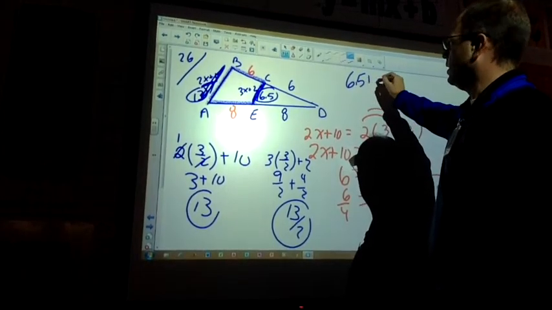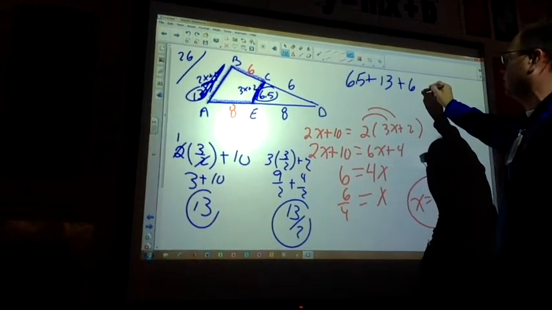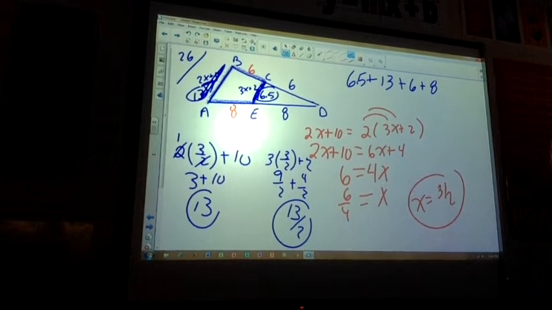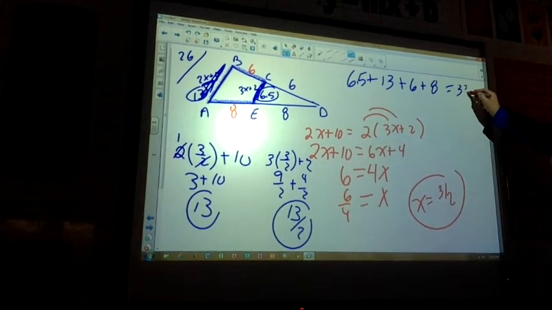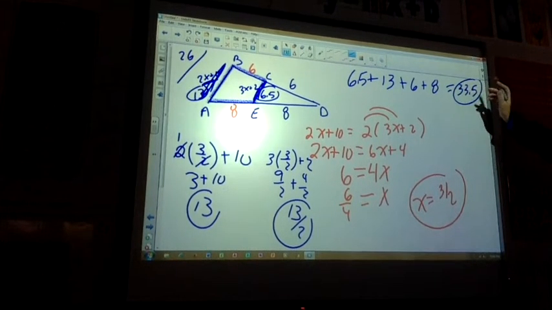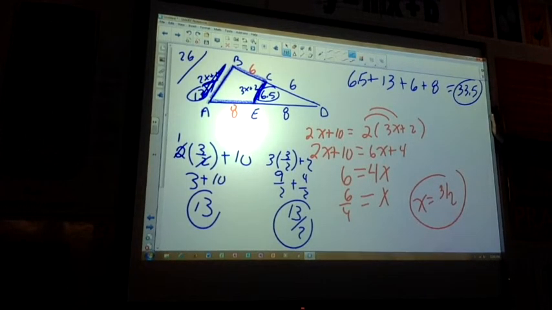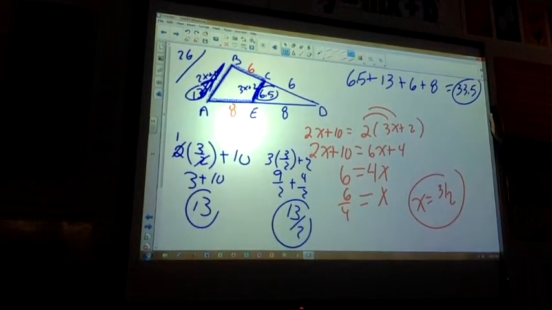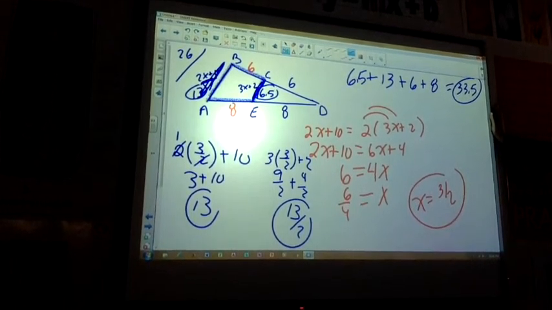I'm going to add that to 13, and to 6, and to 8 because I want to find the perimeter, and I get what? 33.5, I think. Is that right? I thought there was no decimal on 6.5, so I was like 60, but that wouldn't equal anywhere close. Sorry, it was my fault. I misread it.